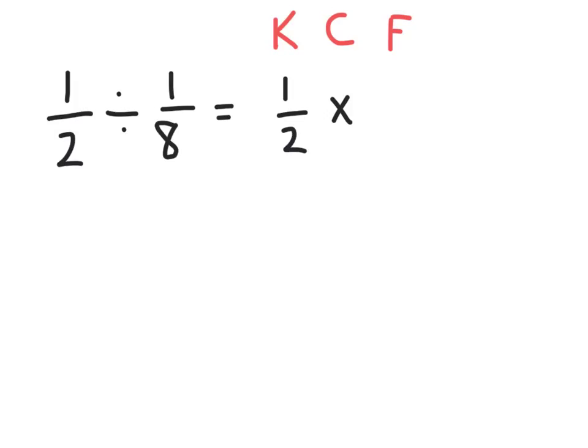So my numerator is going to be 8, and my denominator is going to be 1. When I multiply across, 1 times 8 is 8. 2 times 1 is 2. 8 divided by 2 is 4.